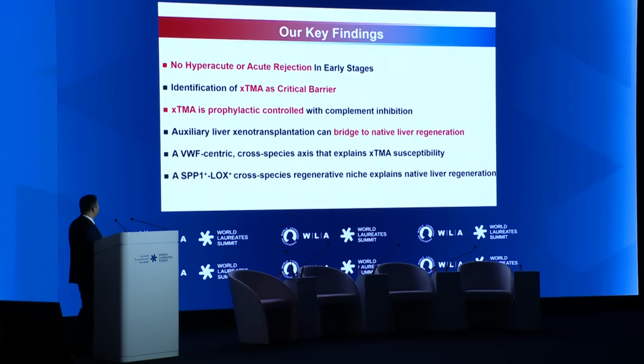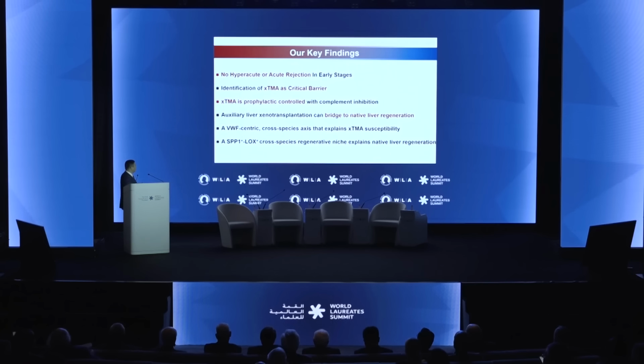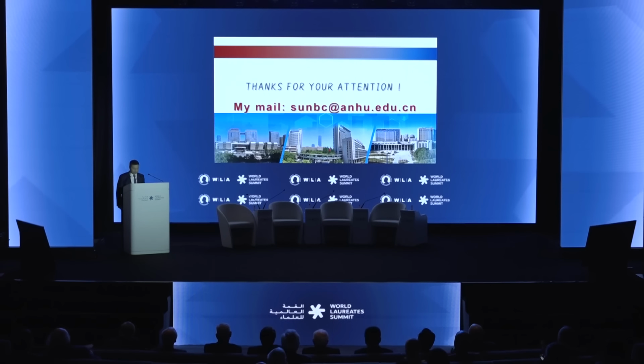I think there is no hyperacute or acute rejection in the early stage. And we identified TMA as a critical barrier, and the TMA is prophylactically controlled with the C5b9 antibody. And auxiliary liver xenotransplantation can bridge to native liver regeneration. Thanks very much for your attention.